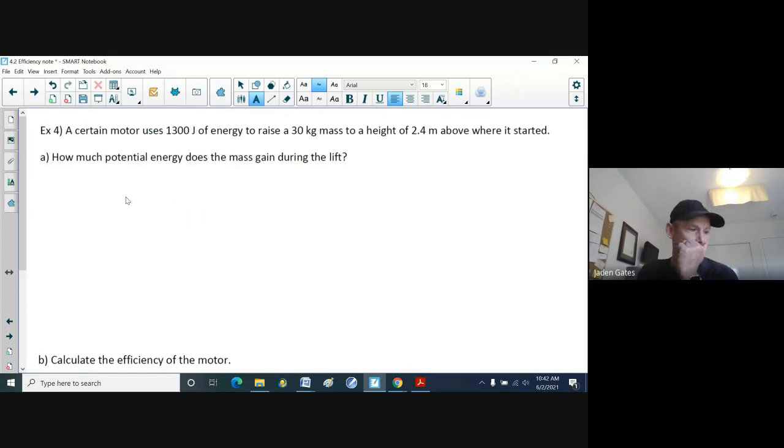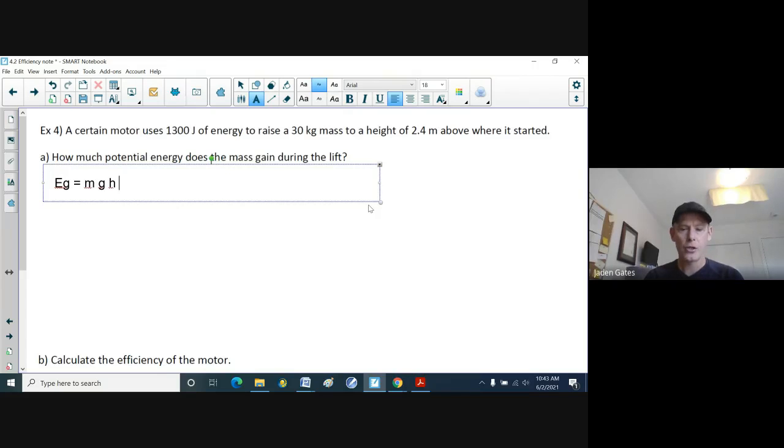So a certain motor uses 1,300 joules of energy to raise a 30 kilogram mass to a height of 2.4 meters above where it started. How much potential energy does the mass gain during the lift? This is back from our old formula of looking at gravitational potential energy, because it's increasing the gravitational potential energy by lifting it. Our formula is mass times g times h.